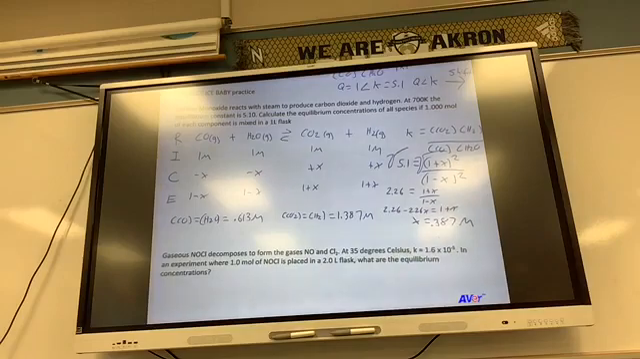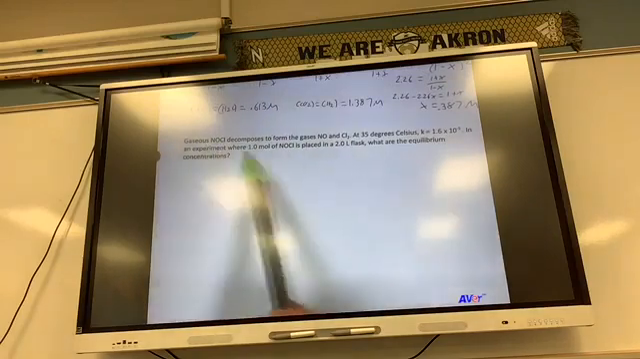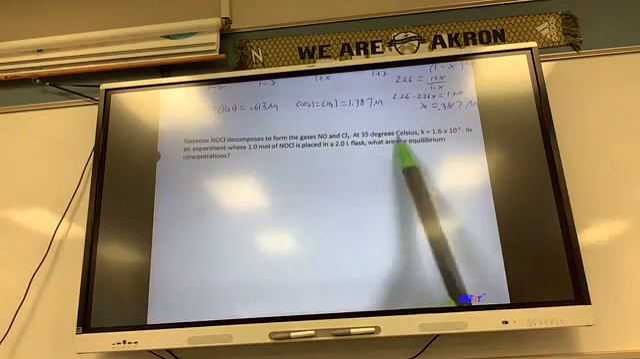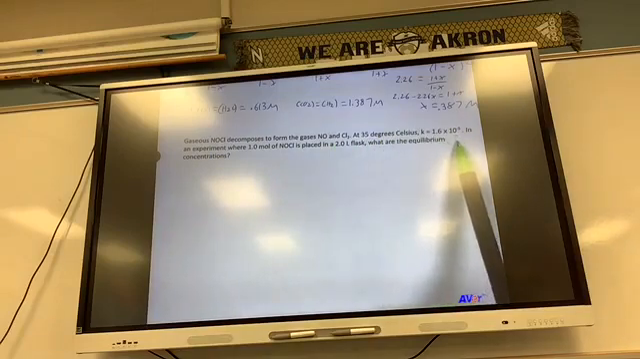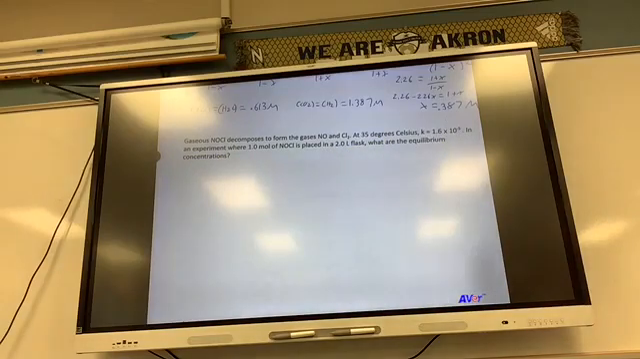All right, this next one. This is probably the most important one we'll do. Gaseous NOCl decomposes to form gases NO and Cl2. At 35 degrees Celsius, K is 1.6 times 10 to the negative fifth. In an experiment where 1 mole of NOCl is placed in a 2-liter flask, what are the equilibrium concentrations?